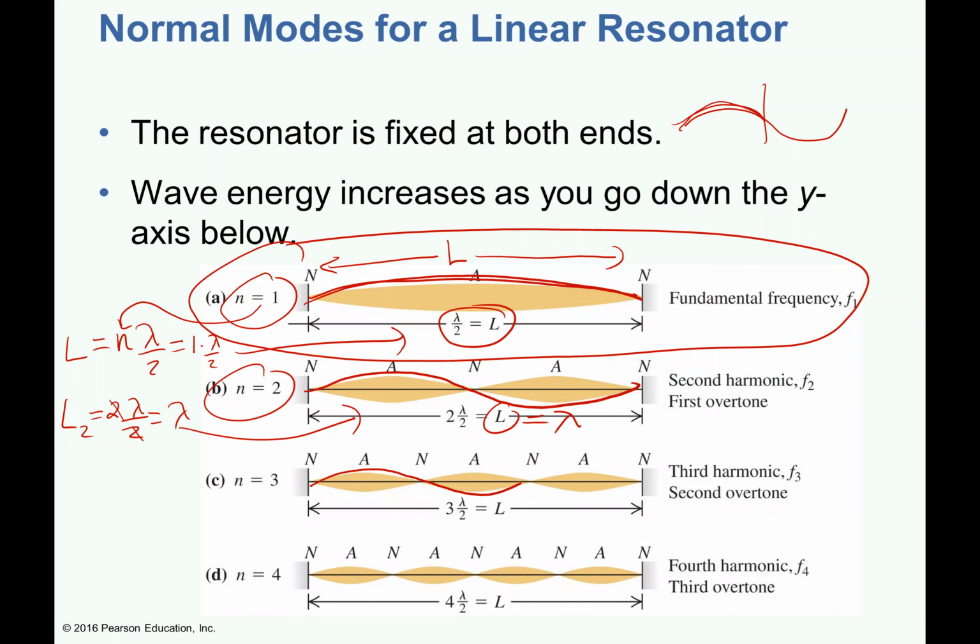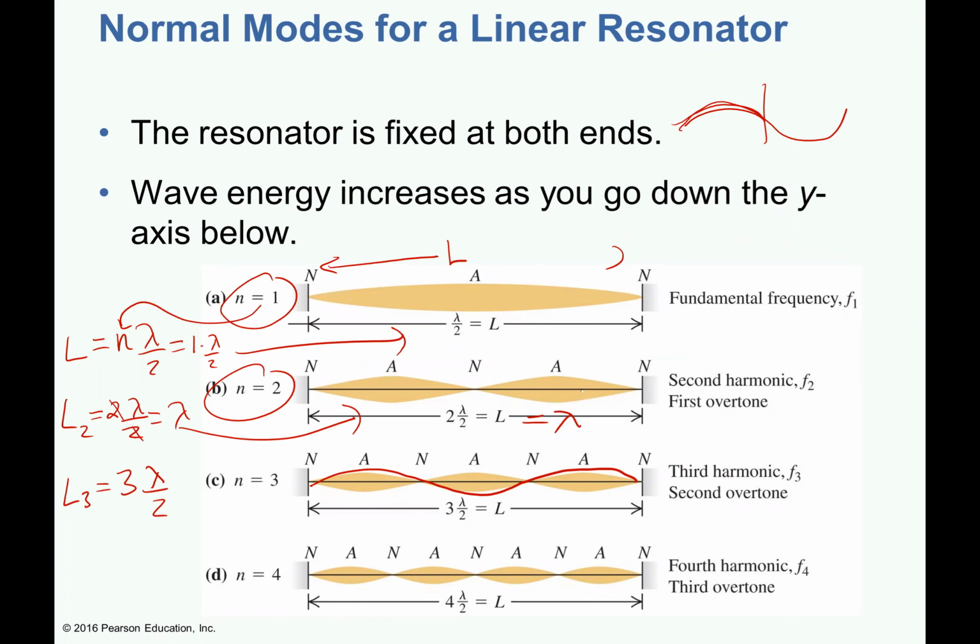Here you have 1.5 wavelengths. That means L3 equals 3 times wavelength over 2, which gives you 3 over 2, which is 1.5 wavelengths. And so on and so forth. So you can see the pattern there. If I rearrange this, lambda 3 here is equal to 2 L3 over 3.